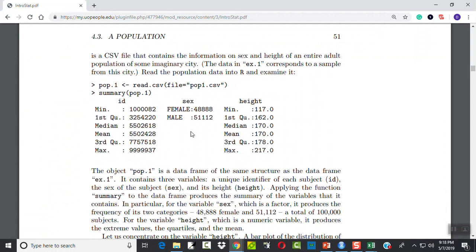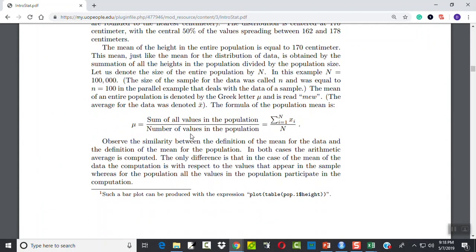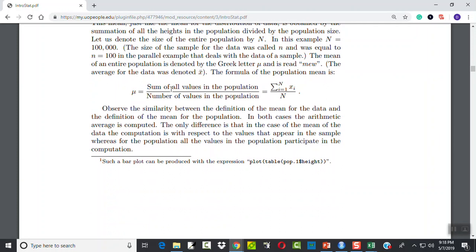Okay, this talks about the summary some more there. You notice mu is the same formula: sum of the x's divided by uppercase N. It's the exact same formula. So whether you're finding x bar or mu, sample mean or population mean, it's the same formula.